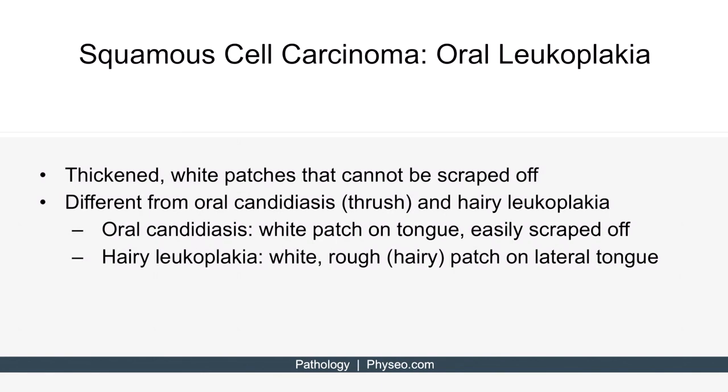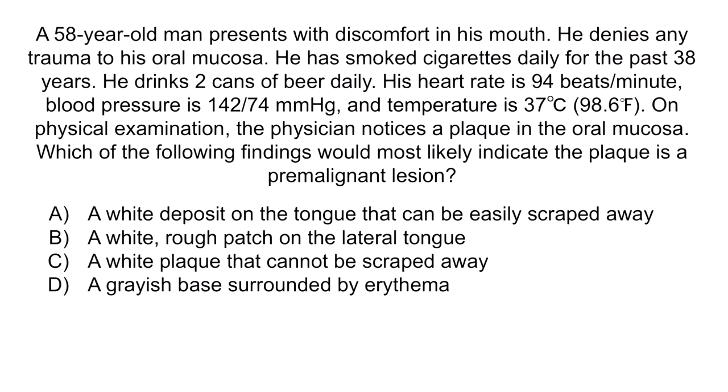Let's remind ourselves that oral leukoplakia is a white plaque that cannot be scraped off and is a pre-malignant condition. A is wrong because a white deposit on the tongue that can be easily scraped away refers to oral candidiasis or oral thrush. B is wrong because a white rough patch on the lateral tongue refers to hairy leukoplakia. D is wrong because a grayish base surrounded by erythema of the oral mucosa describes aphthous ulcers. So again, the correct answer is C, and that concludes this section.